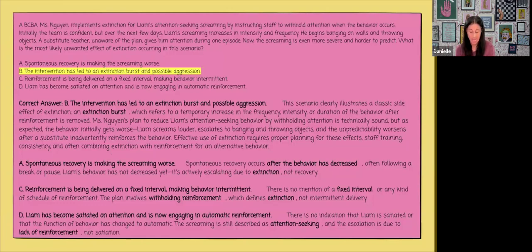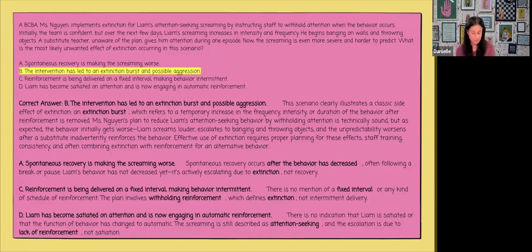A is incorrect because spontaneous recovery is making screaming worse. Spontaneous recovery occurs after the behavior has decreased, often following a break or pause. Liam's behavior is not decreased yet. It is actively escalating due to extinction, not recovery. C is incorrect. Reinforcement is being delivered on a fixed interval, making behavior intermittent. There is no mention of a fixed interval or any kind of schedule of reinforcement. The plan involves withholding reinforcement, which defines extinction, not intermittent delivery.